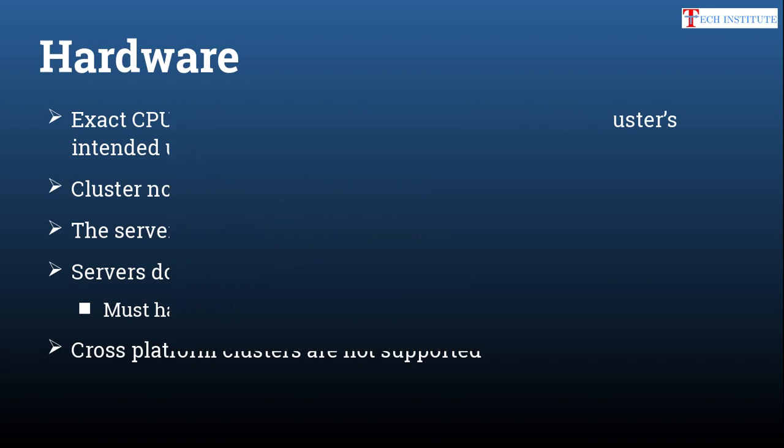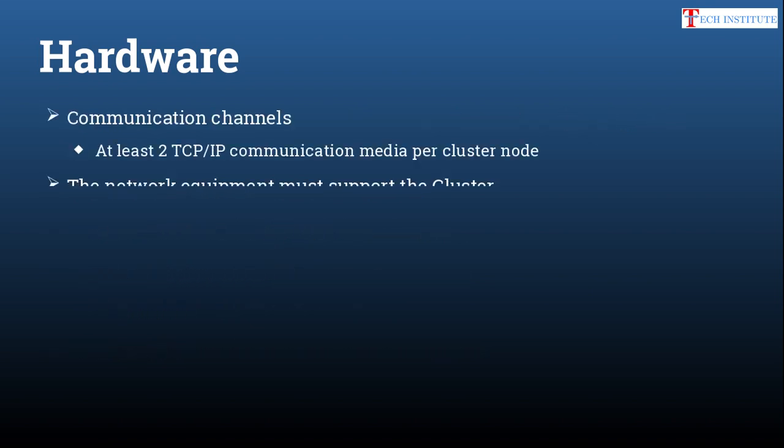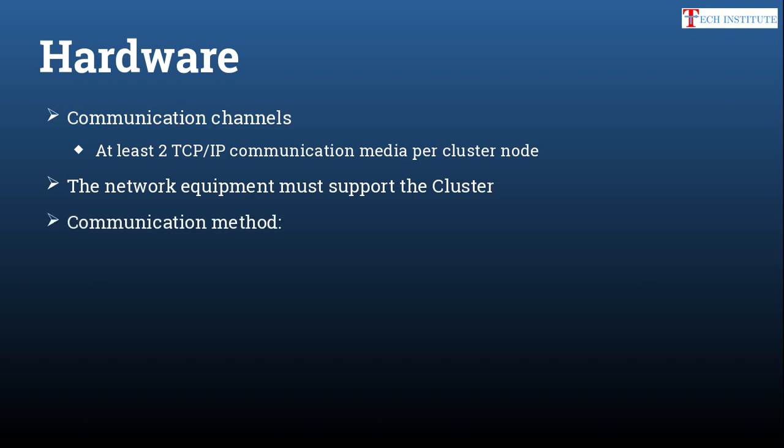For communication, you should have two TCP/IP communication media per cluster node, and these communication channels must support the cluster. So you have to do that compatibility check before you implement the cluster. Your communication method can be either unicast or multicast. If you are configuring unicast or multicast, please have the same configured or allowed on your switch end also, because if it is not allowed, then your cluster will not be able to communicate.